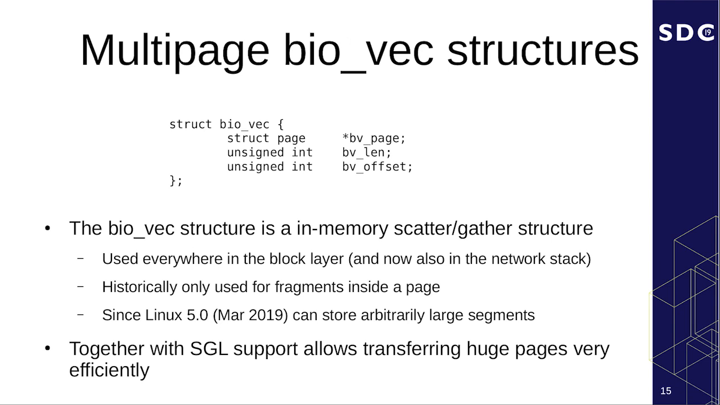And Ming Lei from Red Hat, based on patches from Kent Overstreet a long time ago, finally got around to fixing up a lot of places in the block layer to get rid of these assumptions, which now means that, again, if we're doing I/O on, say, a single huge page of 2 megs, we can store that in one of those structures instead of a lot of them.